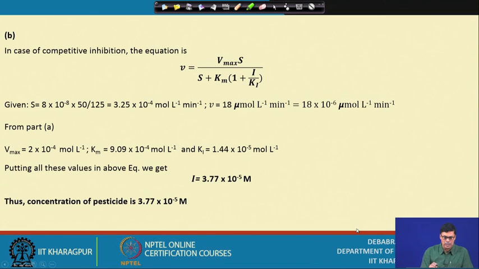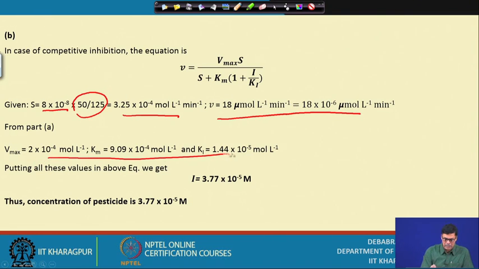Now, the last part, as I told you, is very interesting: you have to find out the pesticide concentration. The substrate concentration is given here, but it has to be multiplied with the dilution factor 50 by 125. Then we get the substrate concentration, and the velocity of the reaction is given. We put this in the equation. We know S, Km, V max and Ki, so we can easily find the I value.